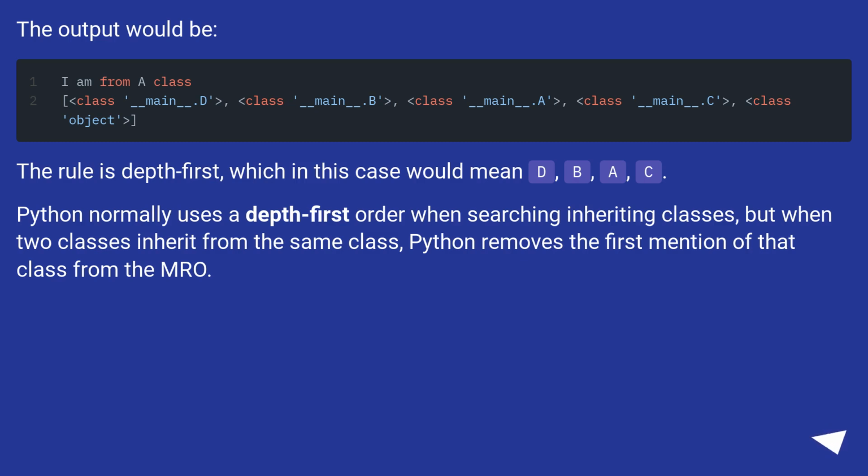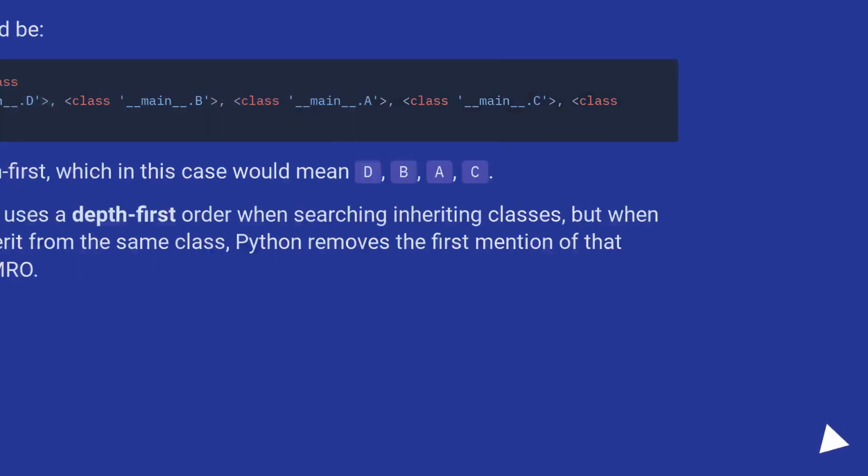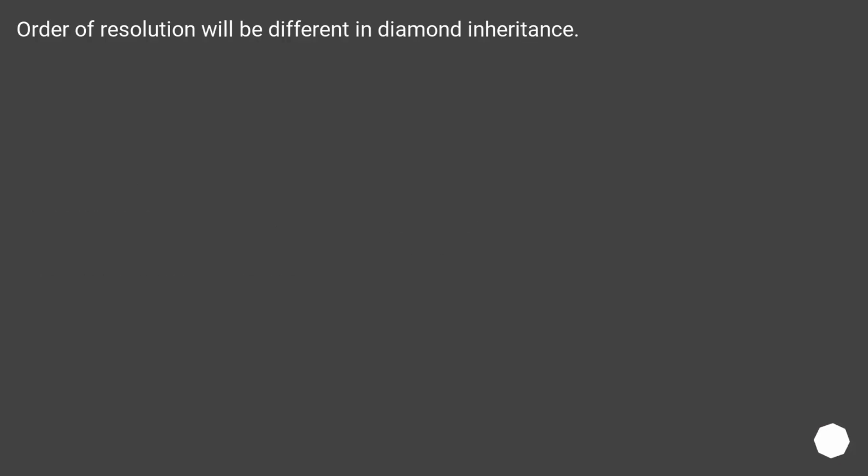Python normally uses a depth-first order when searching inheriting classes, but when two classes inherit from the same class, Python removes the first mention of that class from the mro. Order of resolution will be different in diamond inheritance.